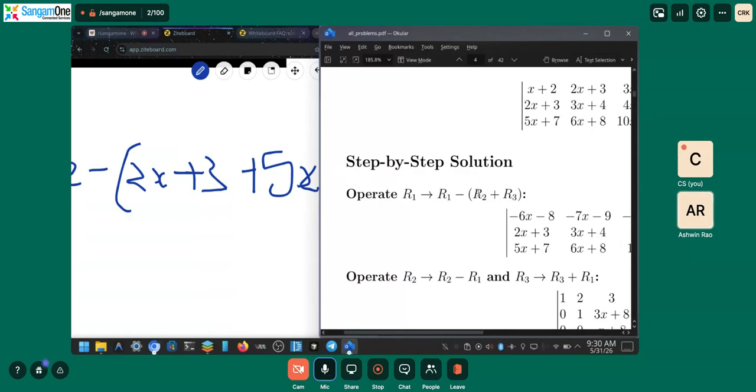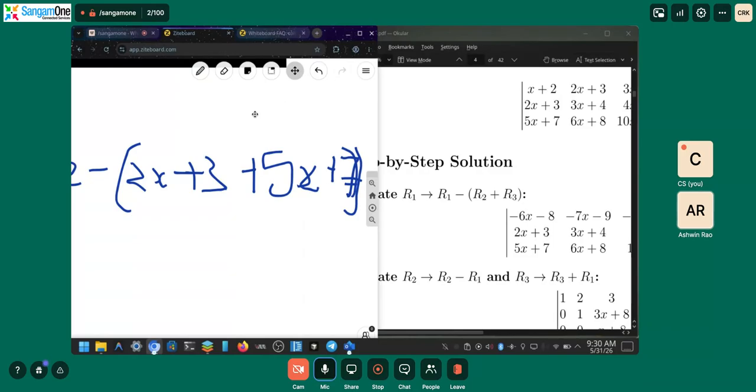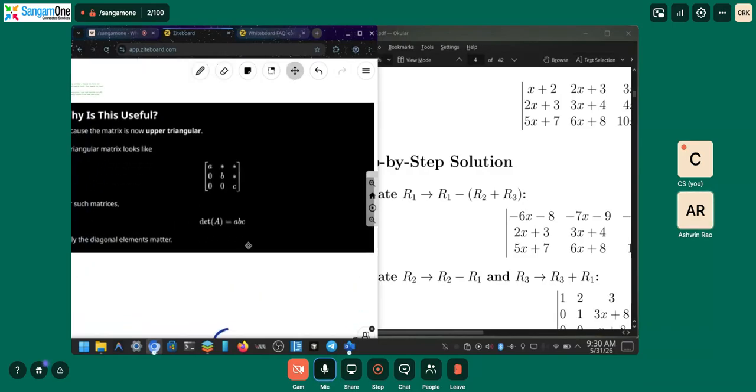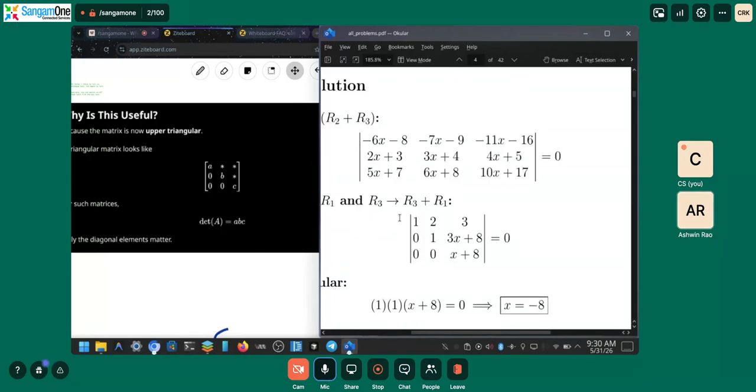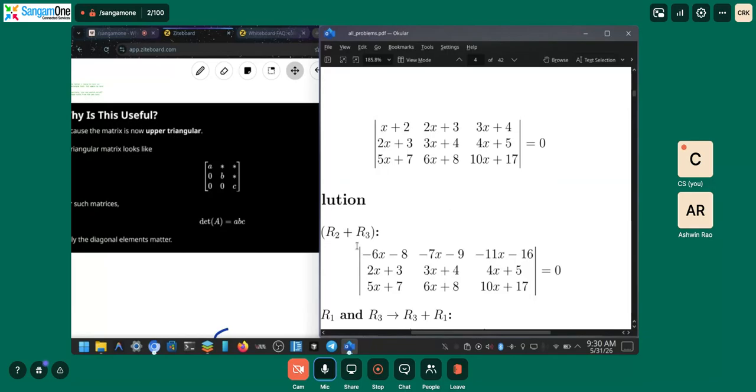Many students get confused, thinking we have to apply the operation for R2 also, and R3 also. That shouldn't be done here, because by the end of the day we have to remember this formula property to make it an upper triangular matrix. Here you can see minus 6x minus 8, 3x plus 4, 10x plus 17 are the diagonal elements. We have to retain all these, but we have to zero out, nullify this. We have to convert it to 0. That's why we are applying this operation.